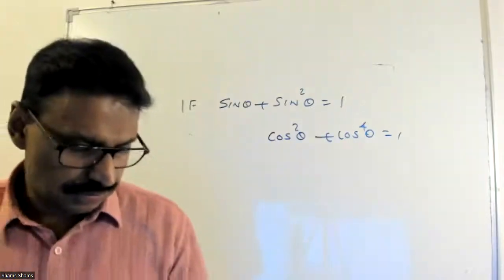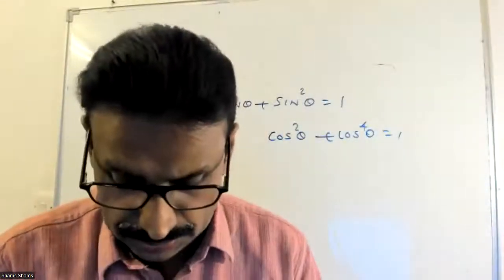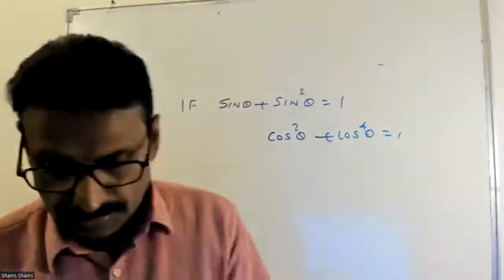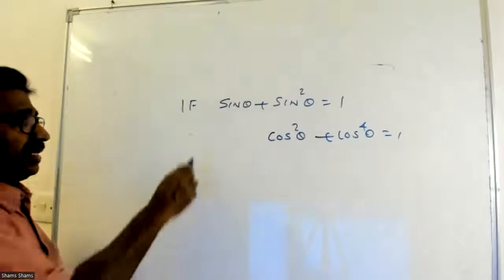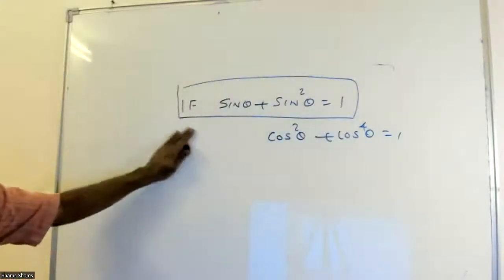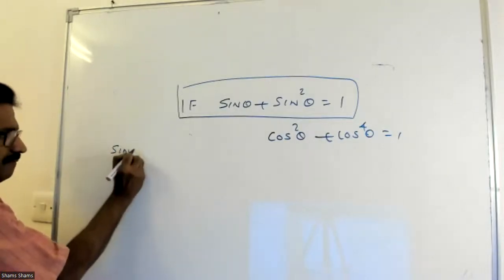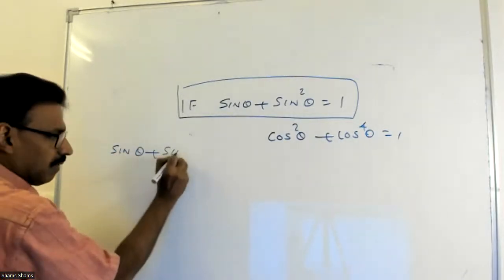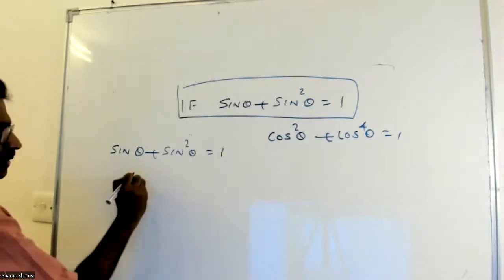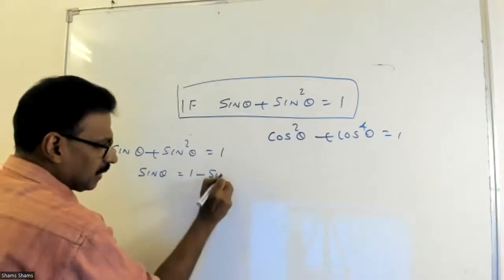I think I better show this question. It's a new type of question. Listen now. Here one condition is there. This is the condition. Look at here. Sine theta plus sine square theta equal to 1. So that means sine theta equal to 1 minus sine square theta.